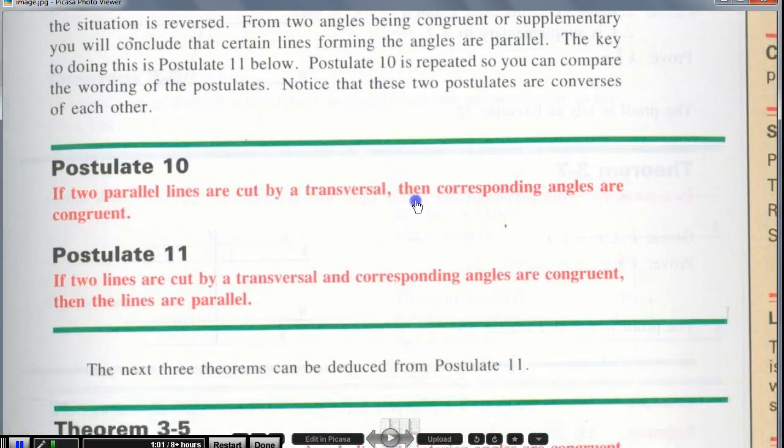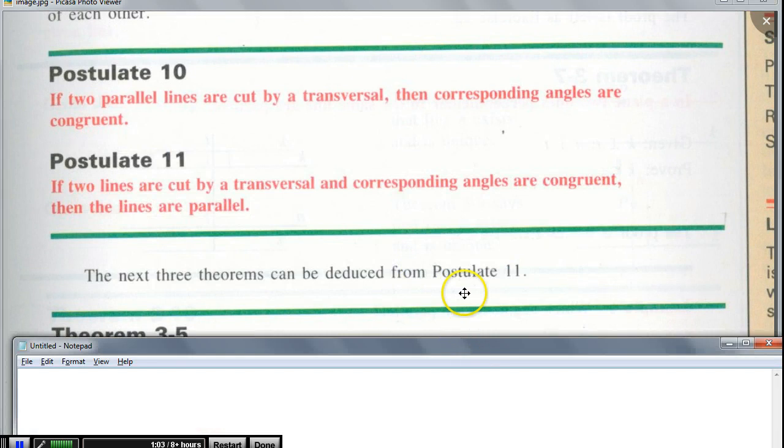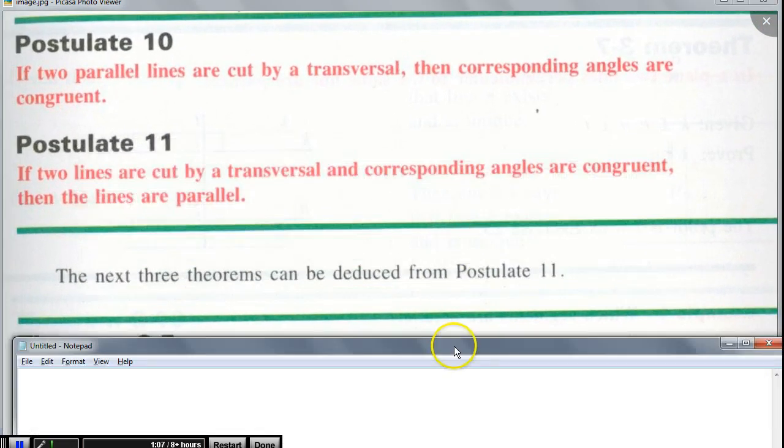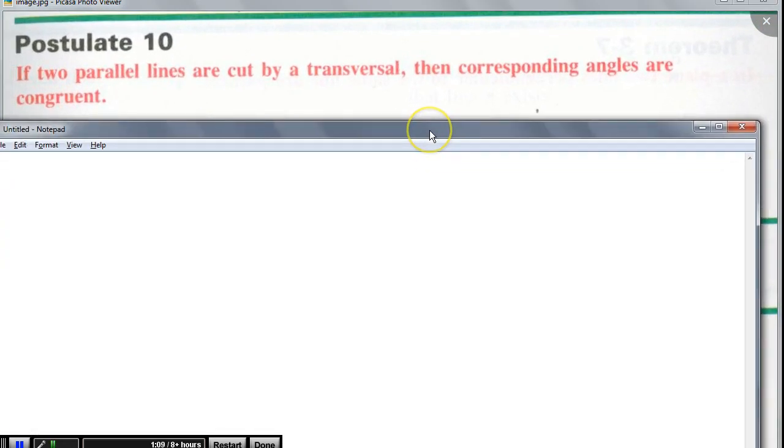So okay, hold on. You don't have to write this one down because we did this yesterday, right? Postulate 10. If two parallel lines are cut by a transversal, then corresponding angles are congruent, right? Can somebody then give me the reverse situation? In other words, what are we talking about when we say reverse situation? Converse. Can somebody give me a converse for this?